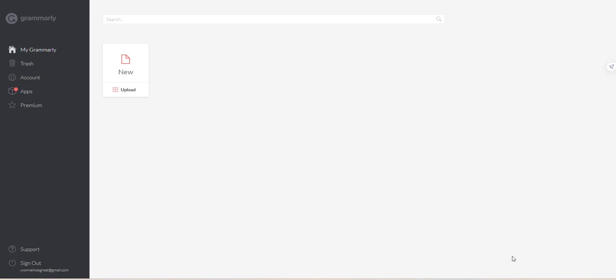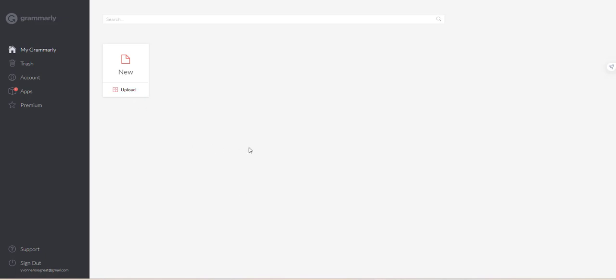So once you connect yourself to Grammarly, or if you have the free version of Grammarly, this is the page it's going to look like, the interface. So the first thing you're going to do is upload your paper. So I'm going to upload my paper to Grammarly.